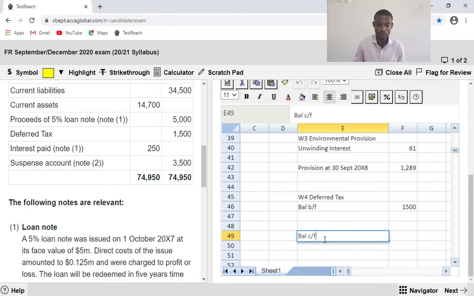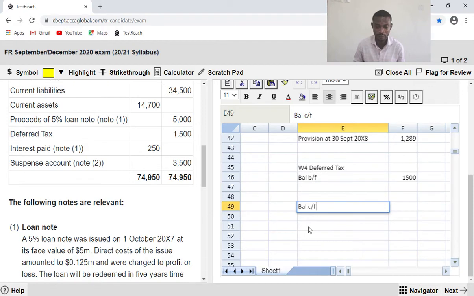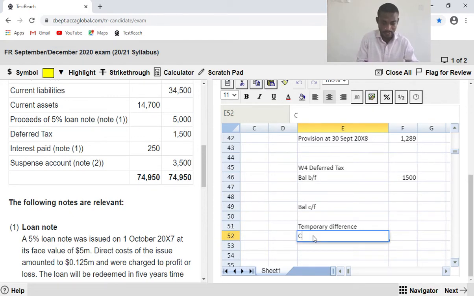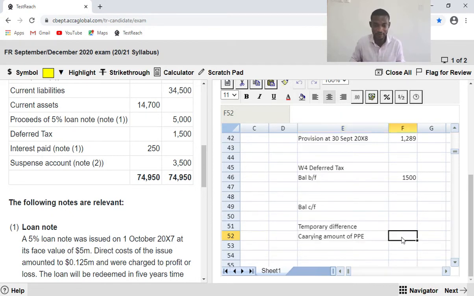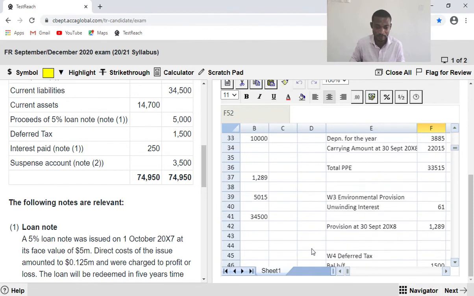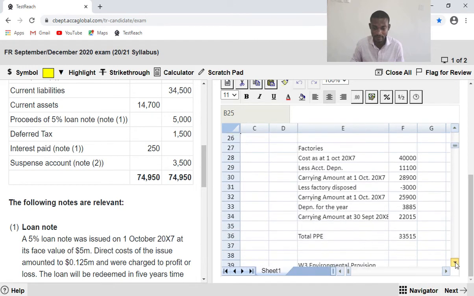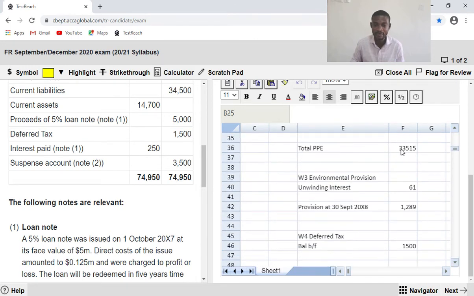And what I will need is to work the temporary difference. So let me work the temporary difference. So I believe that I'll say temporary difference. So the temporary difference would be the carrying amount. So I'll say carrying amount of PPE, and I can easily go to the face of the financial position and pick that. Here it is. I'll go and pick it from here because that's the total figure. I'll enter, then go back. Or I can even as well pick it from here. So it's not a problem.